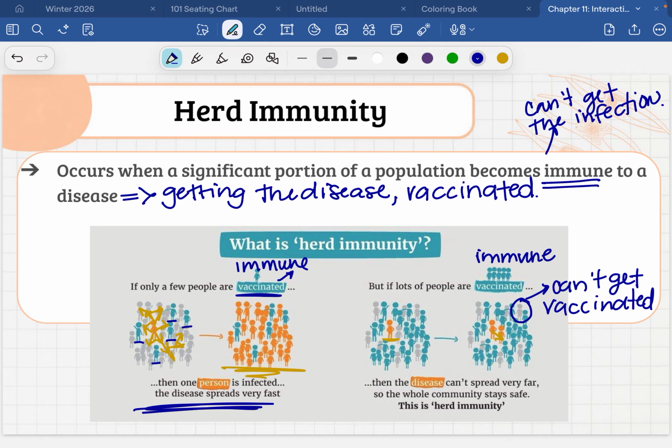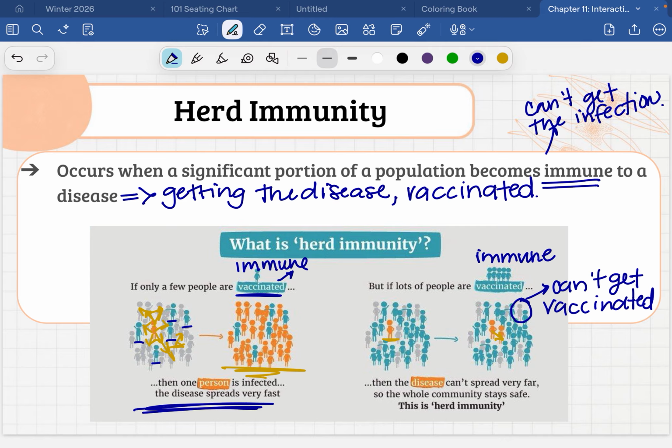Maybe you can't get vaccinated because you have cancer or an autoimmune disease, or you're too young, you're a baby, or you're too old. You know, as you get older, your immune system starts to take a hit and it can be difficult to get vaccinated when you're older. Maybe you're allergic to the ingredients. But this one gray person over here that can't get vaccinated, they are unlikely to get sick because everybody around them is immune. And so the chance of the disease spreading is decreased so much that most of the people in the population are protected.